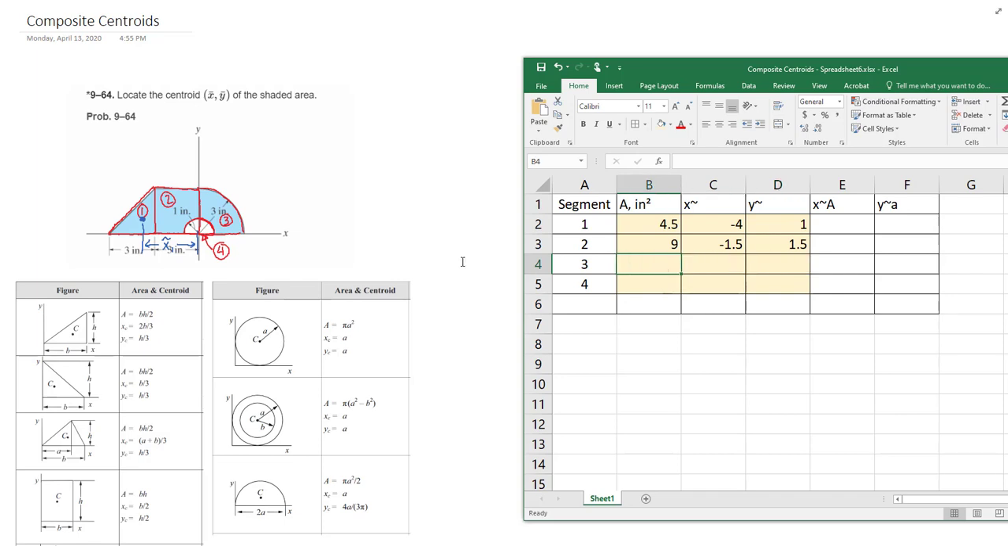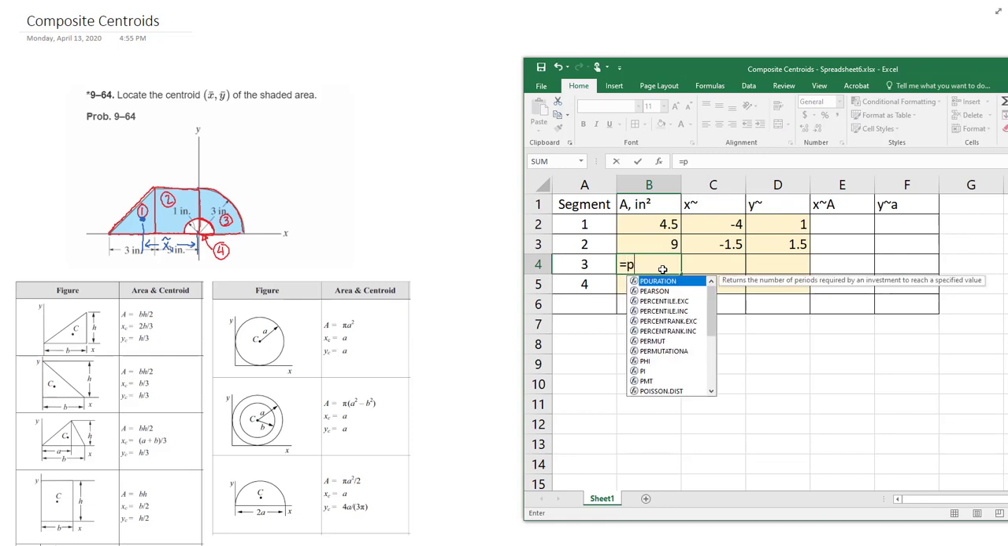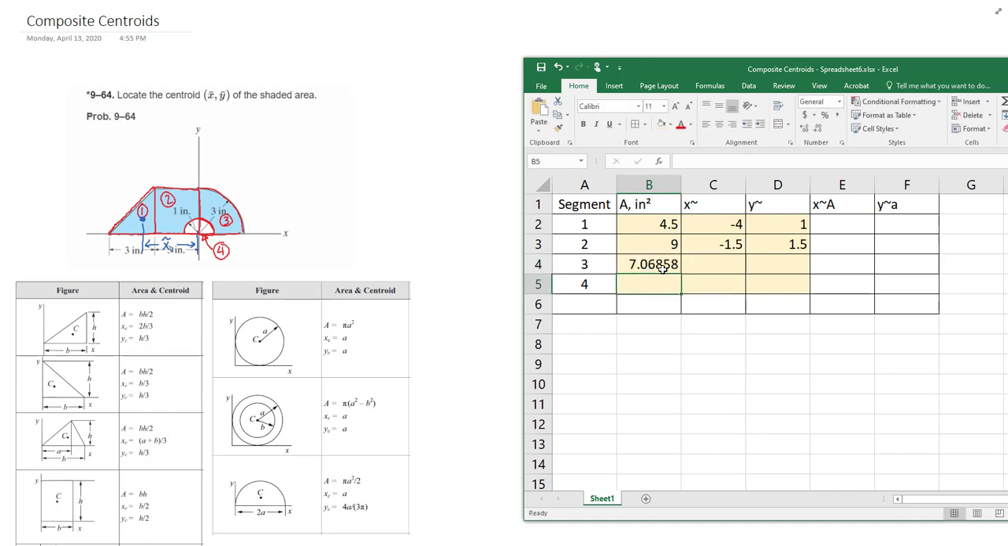So area 3 is the entire quarter circle out here. So we can take the area of a circle and divide by 4. We could take the area of a semicircle and divide it by 2. So the area here is going to equal pi times r squared, 3 squared, divided by 4. That's going to be the area of that quarter circle.